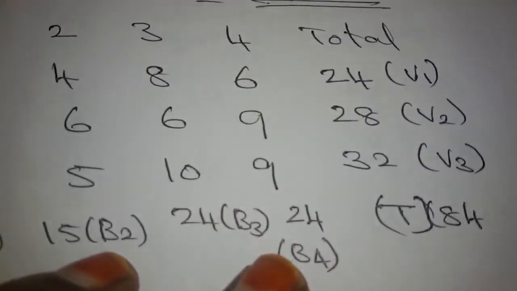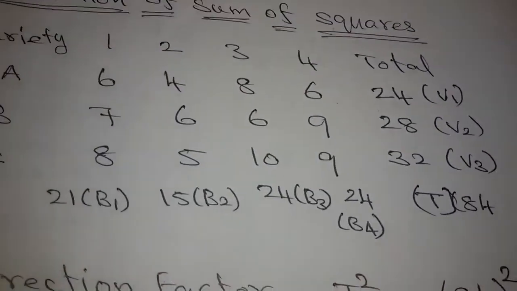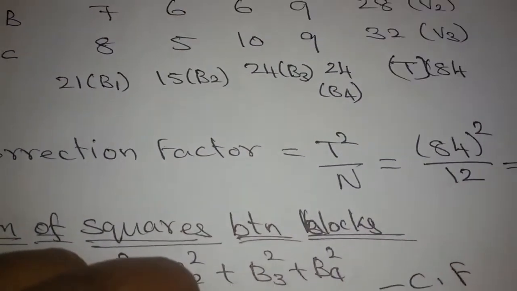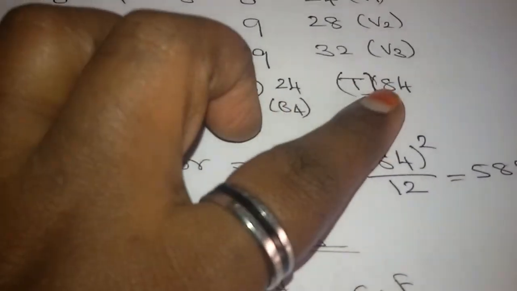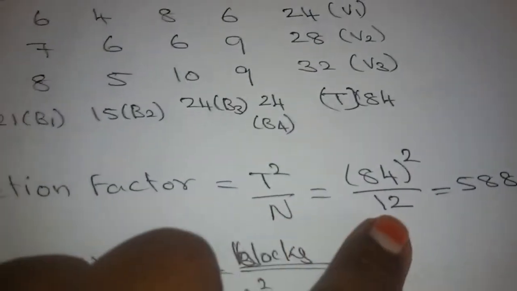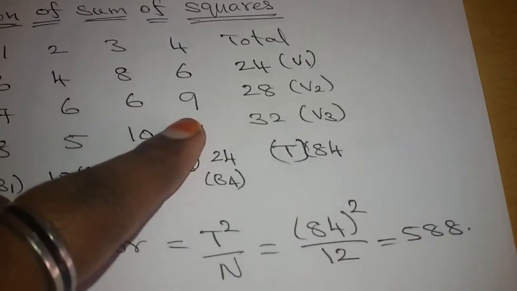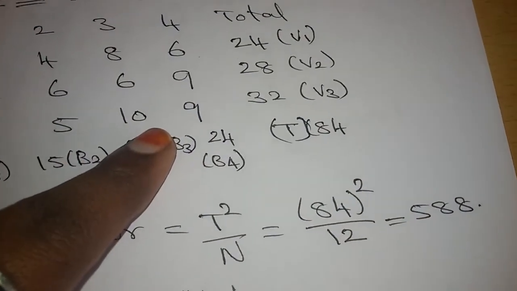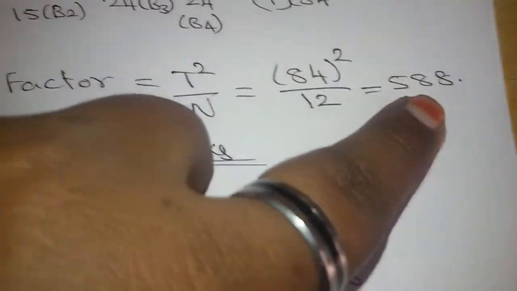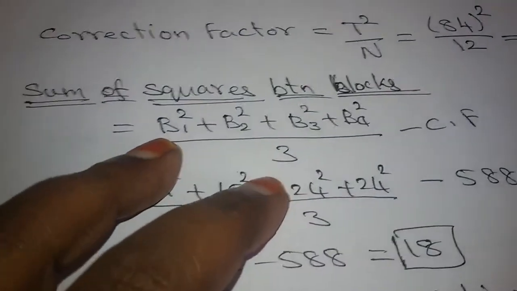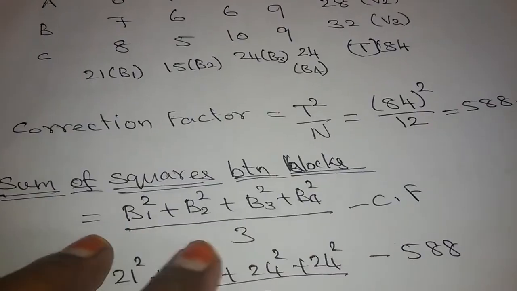Row wise totals are considered as V1, V2, V3 and column wise totals are considered as B1, B2, B3, B4. Then the correction factor you have to find out: T squared by N. T is the total value 84, the whole square, divided by N, the number of data. Here you have first row 4 data, second row 4 data, third row also 4 data, so totally 12 data. That is the N value. When you divide, you get 588.